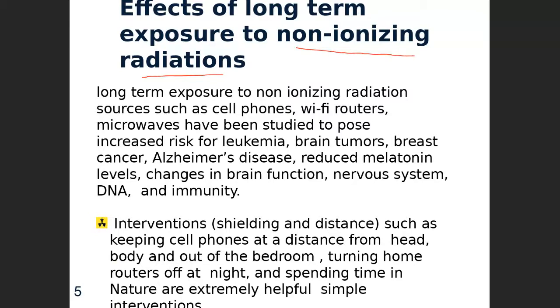If we are exposed to cell phones, Wi-Fi, and microwaves, that will increase the risk of some diseases like leukemia, brain tumors, breast cancer, Alzheimer's disease, reduced melatonin levels, and changes in brain function, the nervous system, and immunity. How are we going to protect ourselves? We have to keep a space and put a shield, keeping cell phones at a distance from the head and body and out of the bedroom, turning off home routers, and spending time in nature are, of course, extremely helpful.